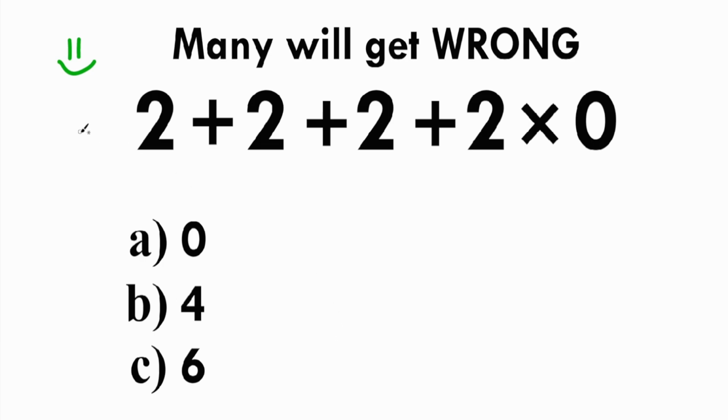So here, in the middle of the screen, we have our question. Here you can see it. We have 2 plus 2 plus 2 plus 2 times 0. Seems pretty basic, seems pretty easy. However, many people are going to get this problem incorrect.